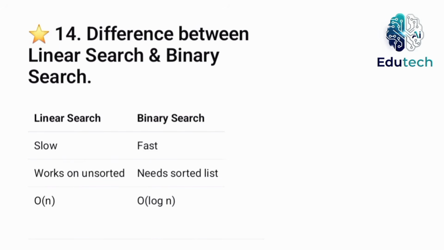What is the difference between linear search and binary search? Linear search is slow, it works on unsorted lists, O(n). Binary search is fast, it needs a sorted list, O(log n).